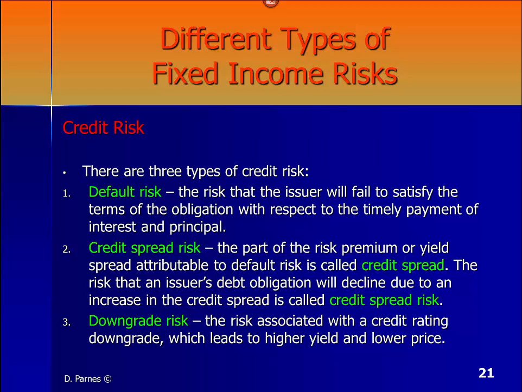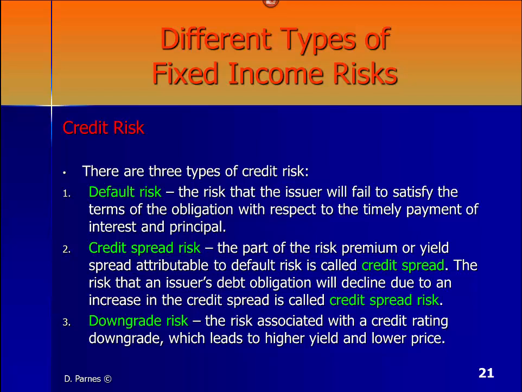First of all, default risk. Default risk is the risk that the issuer of the bond will fail to satisfy the terms of the obligation with respect to the timely payment of interest and principal. Simply, if the issuer cannot service the debt, cannot pay back the debt, in other words, either the coupons or the par value or both of them, on time.